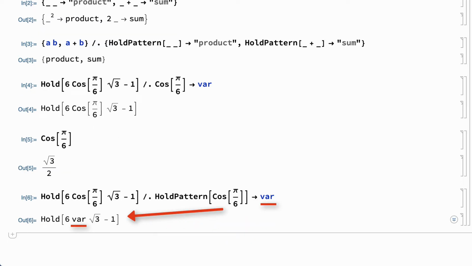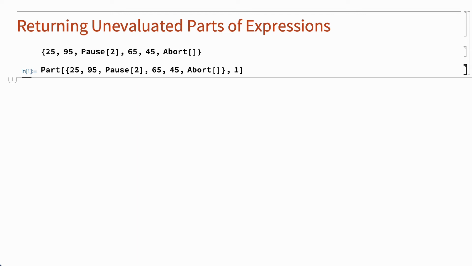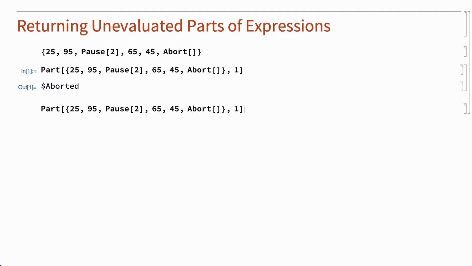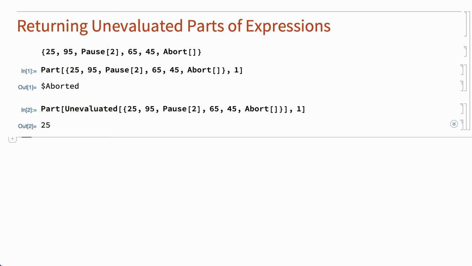There are many applications where it's useful to select or analyze parts of an expression without evaluating the expression, typically when that evaluation might use a lot of time or memory or is otherwise problematic. For example, consider selecting elements from a list like this, where the Pause and the Abort could represent any large or time-consuming evaluations. Applying the Part function and evaluating that expression directly results in a 2-second delay while Pause of 2 is evaluated and then the calculation is aborted without returning the specified part. The specified part is returned if the first argument in Part is enclosed in Unevaluated, since Unevaluated prevents the unwanted evaluations.